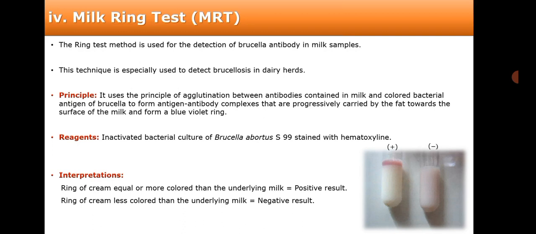The reagent is inactivated bacterial culture of Brucella abortus strain 99 stained with hematoxylin. Ring of cream equal or more colored than the underlying milk is interpreted as positive, and ring of cream less colored than the underlying milk is interpreted as negative.